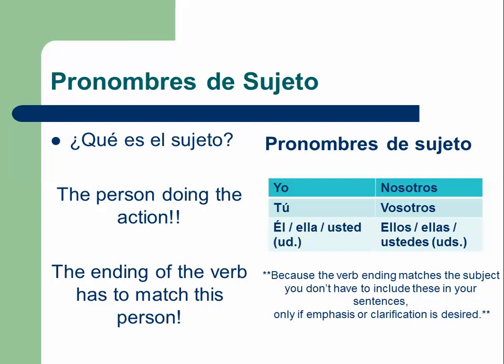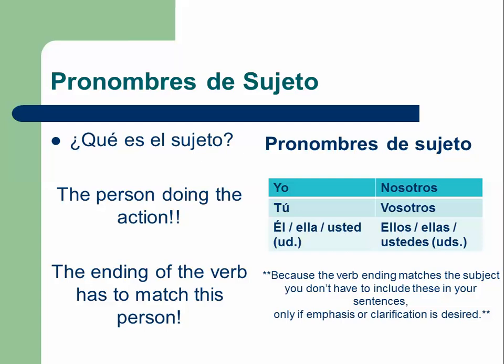So now that we've talked about the difference between infinitive and conjugated and when to use them, now let's talk purely about conjugations of verbs. The most important thing to know about conjugating verbs is the pronoun or the subject. What is the subject? Let's see if we can remember. The subject is the person doing the action. Without knowing who's doing the action, we can't conjugate the verb properly. The ending of the verb has to match the person doing the action. The ending of the verb and the subject have to be the same when you are conjugating.